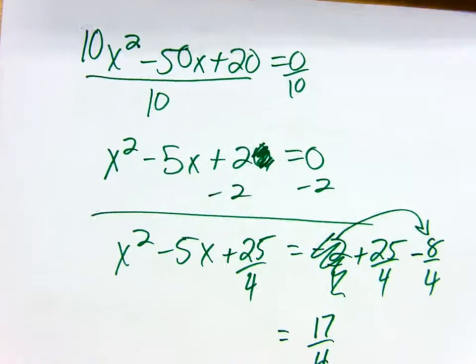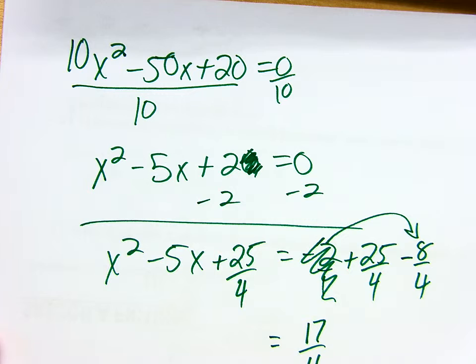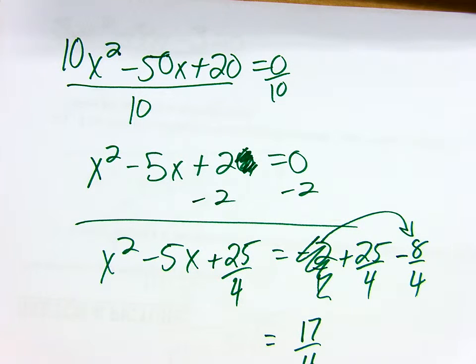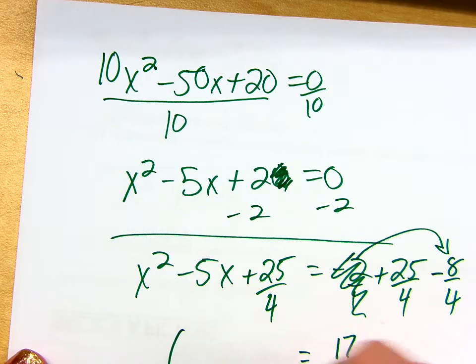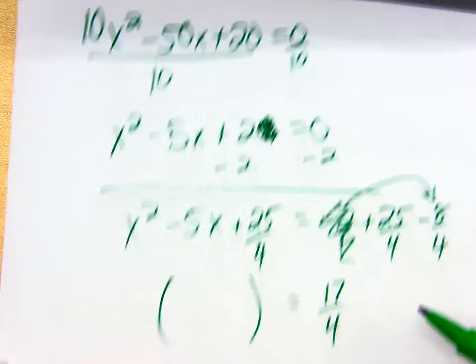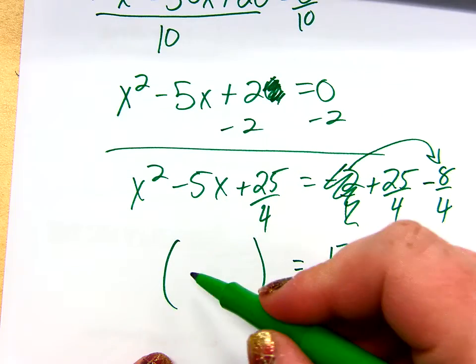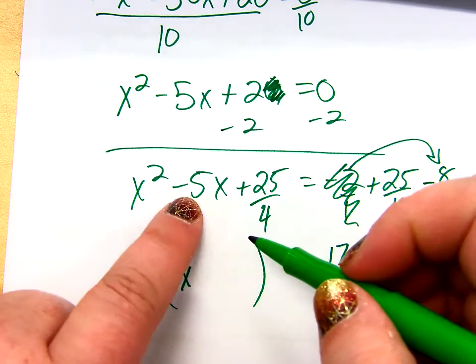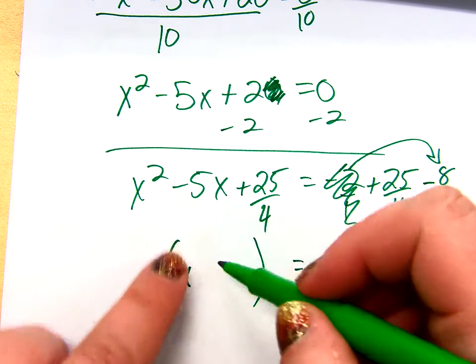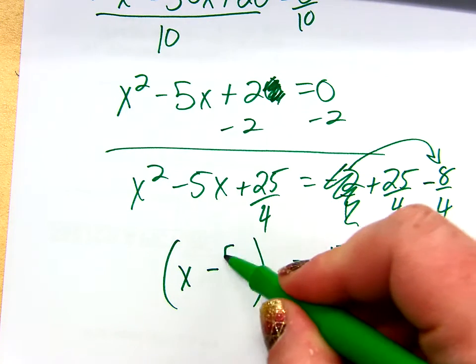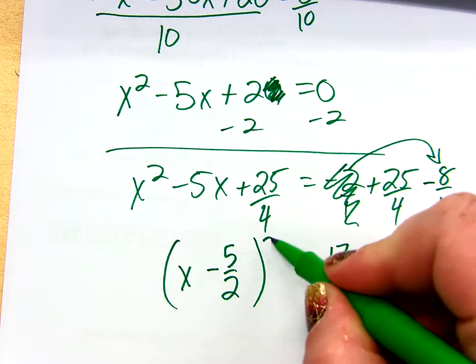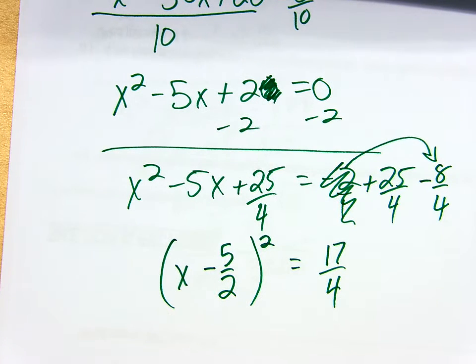Miss Sadie, how am I supposed to know what half of 5 is? You just told me before. Wasn't it just 5 over 2? Yeah. So, this thing in here, if you follow the pattern, it's just going to be x and then half of that number. Same sign, right? Because half of negative 5 is negative 5 over 2. So you just write that whole thing squared.